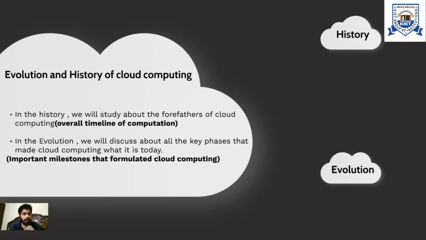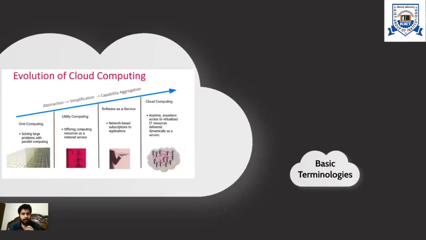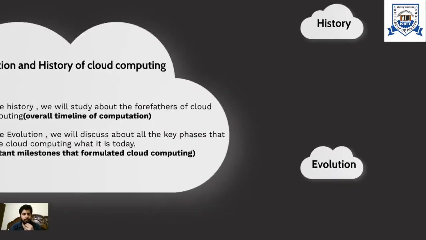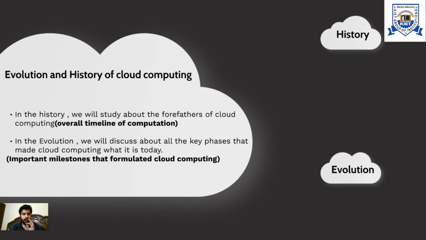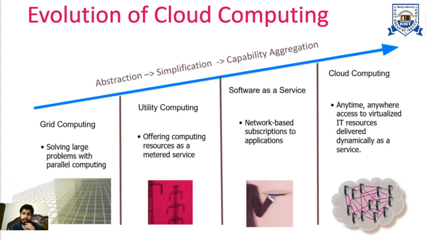Now, let's talk about the evolution of cloud computing. In the evolution of cloud computing, as I have told you before, all the important milestones that formulated cloud computing are being discussed. We have divided this evolution into 4 phases. First is grid computing, second is utility computing, third is software as a service, and fourth is cloud computing.